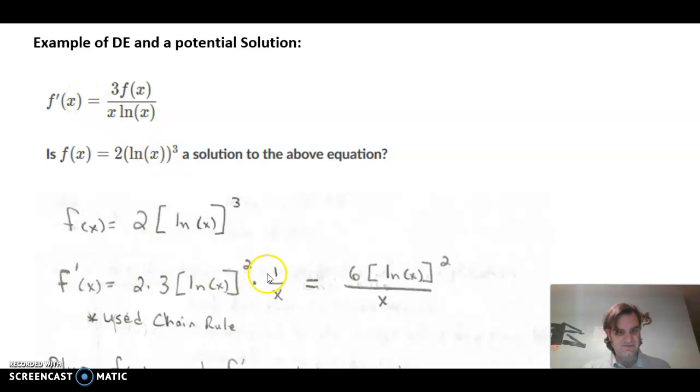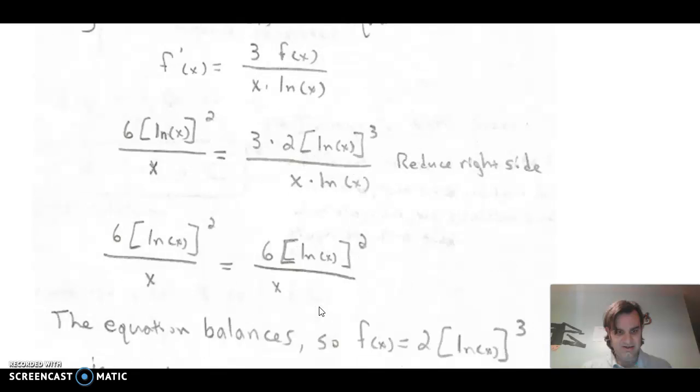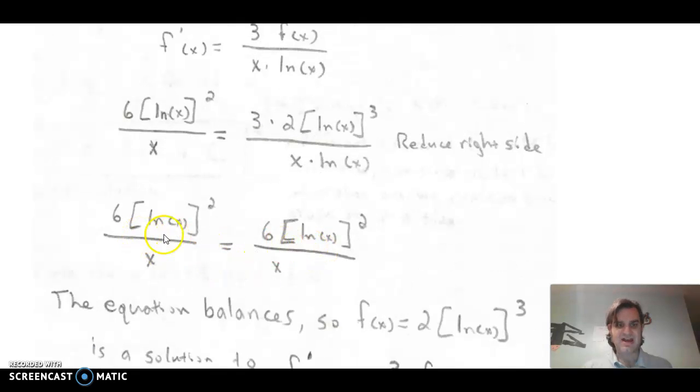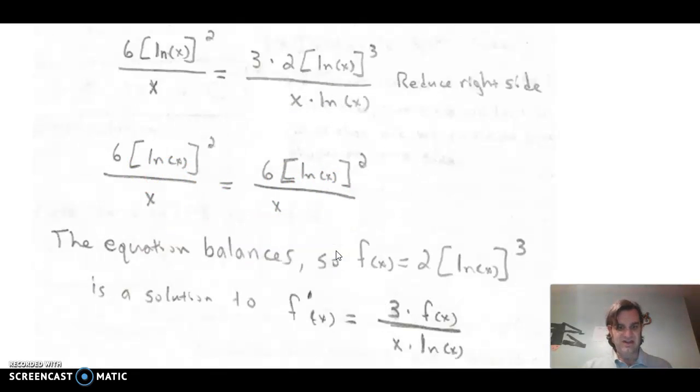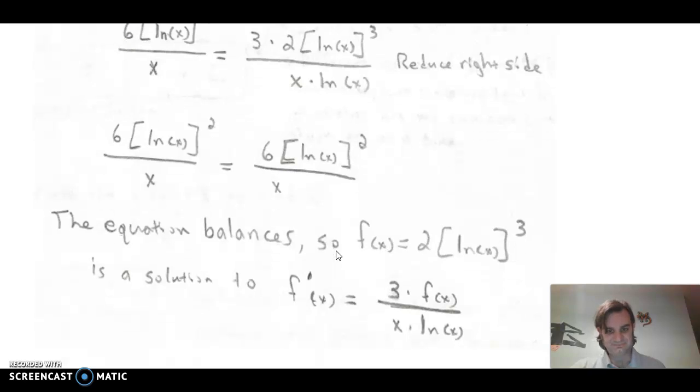Well, taking a derivative, we need a chain rule, and it comes out to 6 times the natural log of x squared over x. But when we plug everything in and clean it up, the left and right side do match. So we found an equation, we didn't find it, but we proved that the equation that was given, 2 times the natural log of x, quantity cubed, would be a solution to that differential equation. Okay.